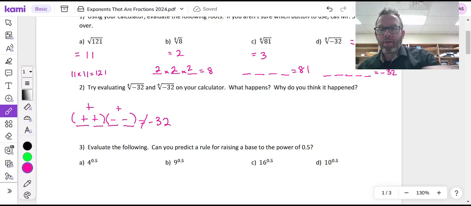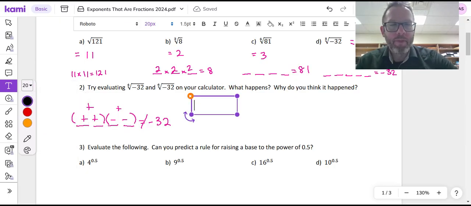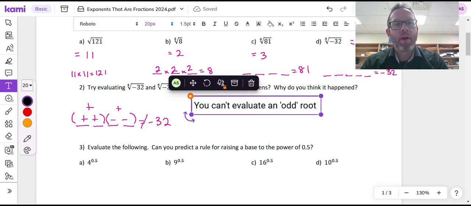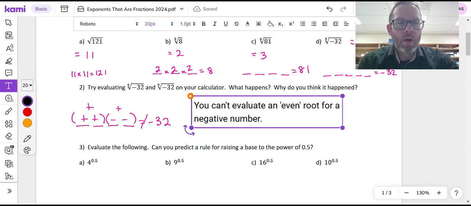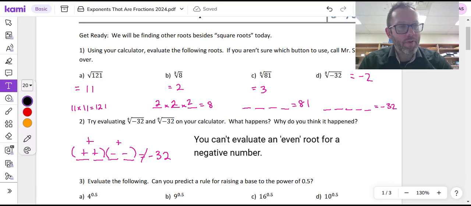So maybe I'll just add a little blurb here. And for the people in my class, this is a guaranteed communication question on your test for sure. We'll word it this way. You can't evaluate an even root of a negative number. So you can't do the square root of negative 32 or the fourth root or the sixth root. But the fifth root's okay. You can do that because it's odd, because you have a negative times a negative an odd amount of times giving you a negative number.